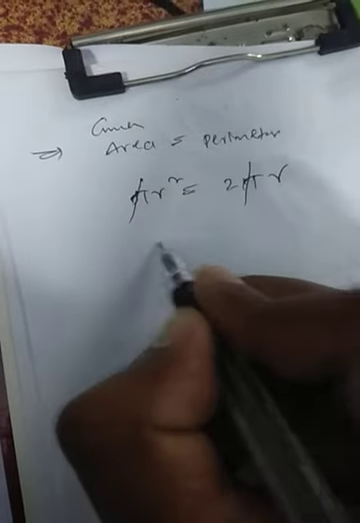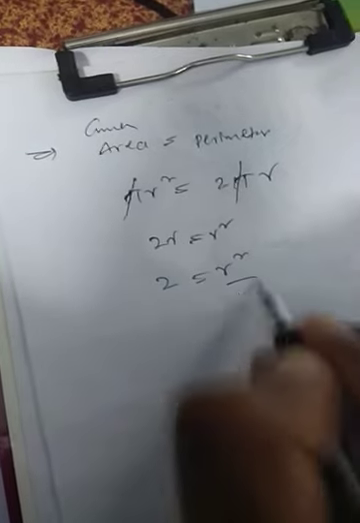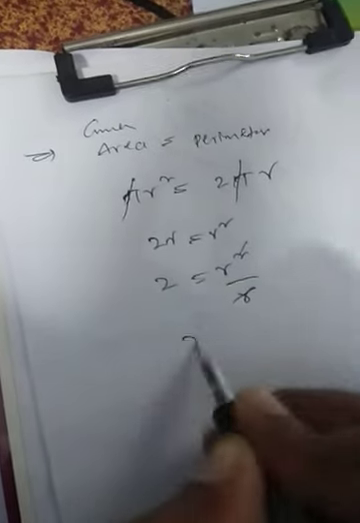Next question: area and perimeter of the circle are equal, then find the radius of the circle. So given area is equal to perimeter. Area of the circle is pi r square, perimeter of the circle is 2 pi r, pi will be cancelled. So 2r is equal to r square, 2 is equal to r square by r, and r will be cancelled, the radius value is 2.